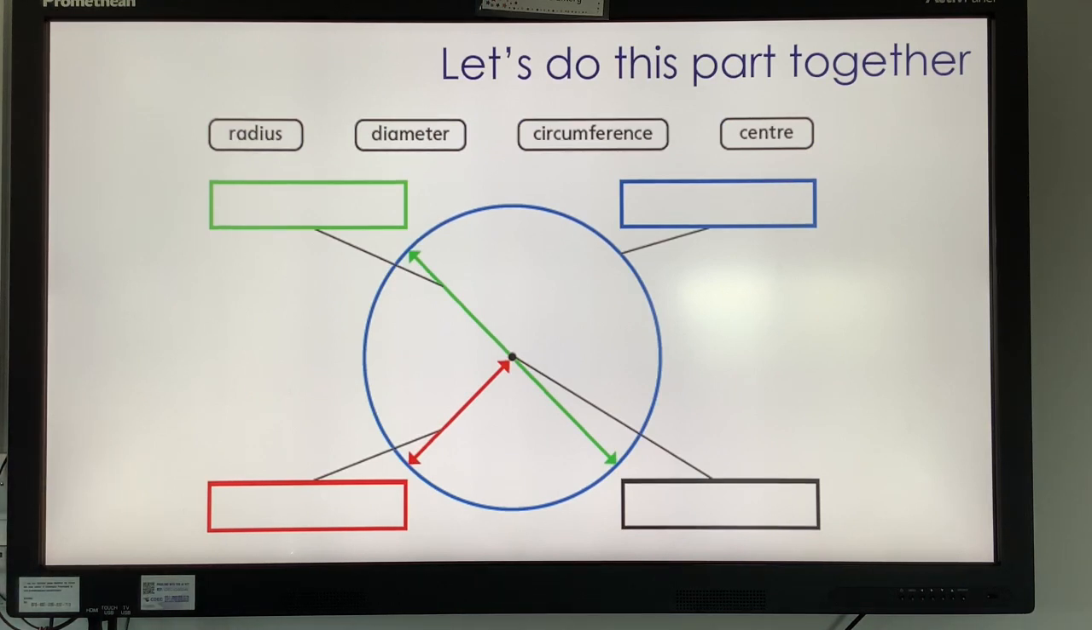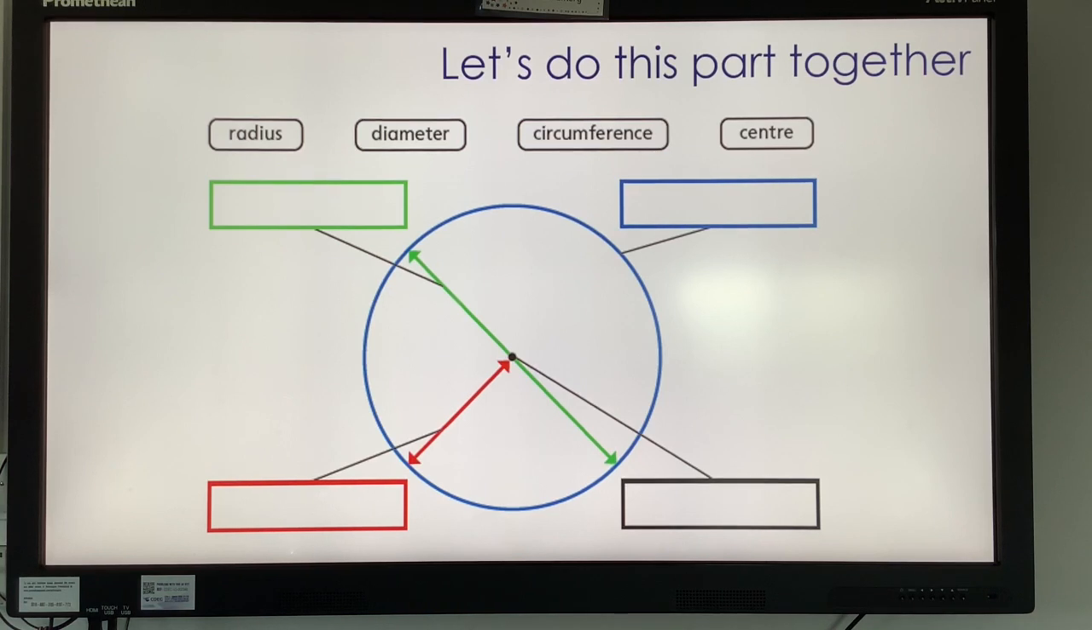So, we're going to do this part together. If you look at the top, you can see you've got some labels: radius, diameter, circumference and centre. And you need to think about where they go on that circle. Which label goes in which box. If you know, then have a go already. If you don't, maybe if there's somebody with you that you can talk to quickly, see if you can work it out. But I will go through them with you in a second.